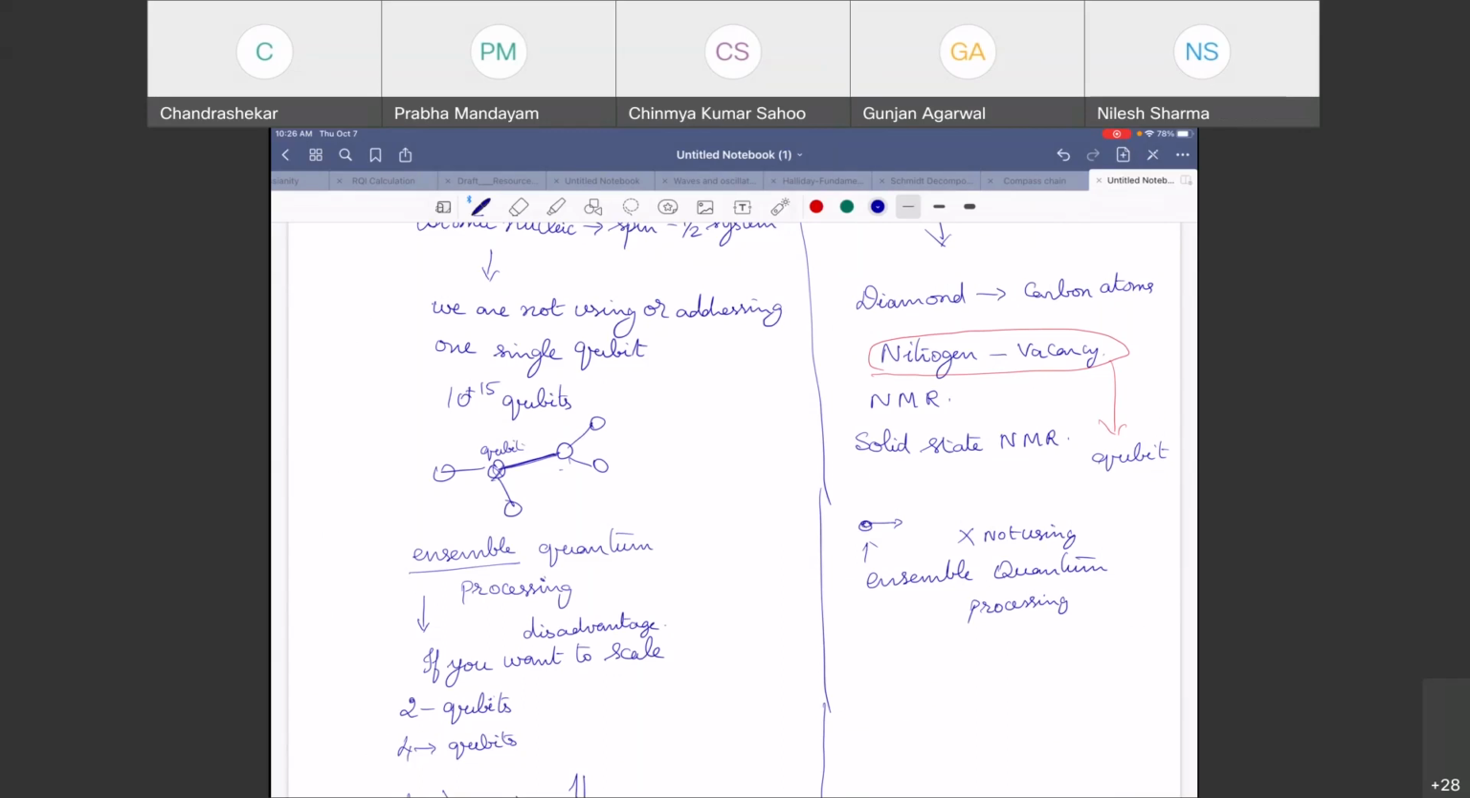I think I will have to make this a little more clear to you. In a liquid NMR, you take a liquid of some organic molecule. Each molecule is like a qubit, but the interactions are within the molecule. If you have a complex liquid like chloroform or something like that, the qubit-qubit interactions are within each molecule. So no two molecules are like two qubits which are influencing each other.